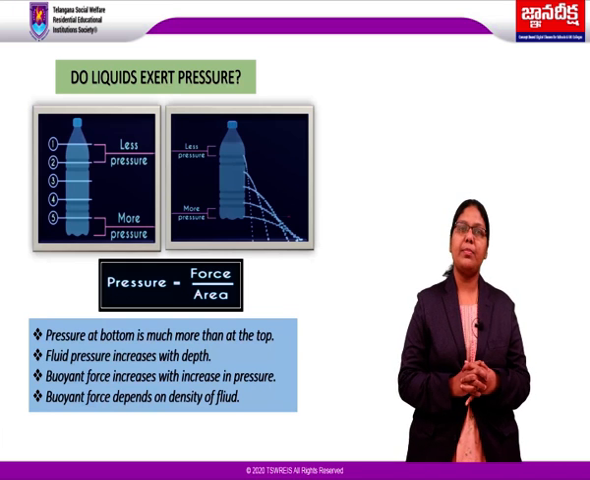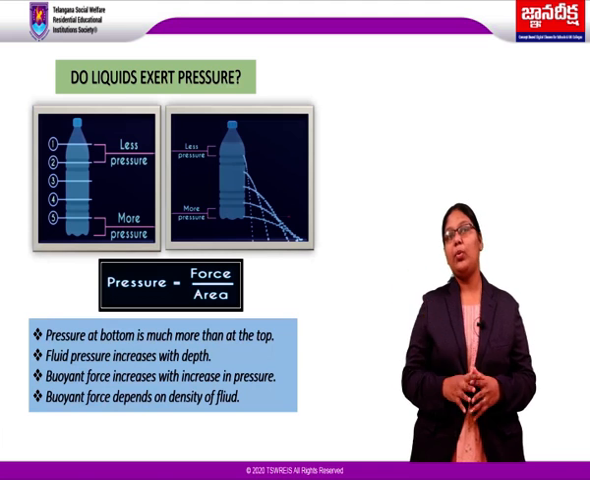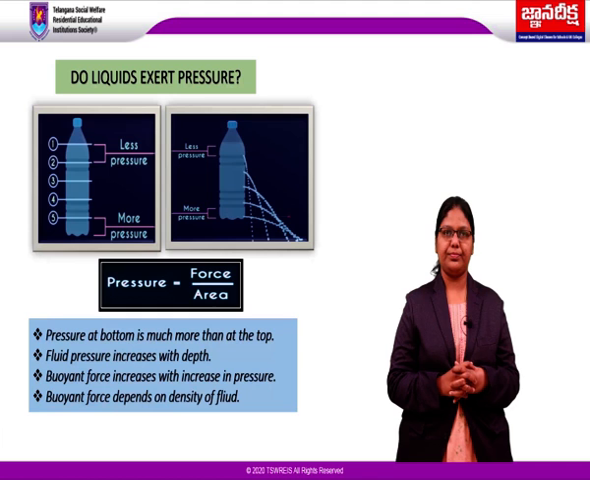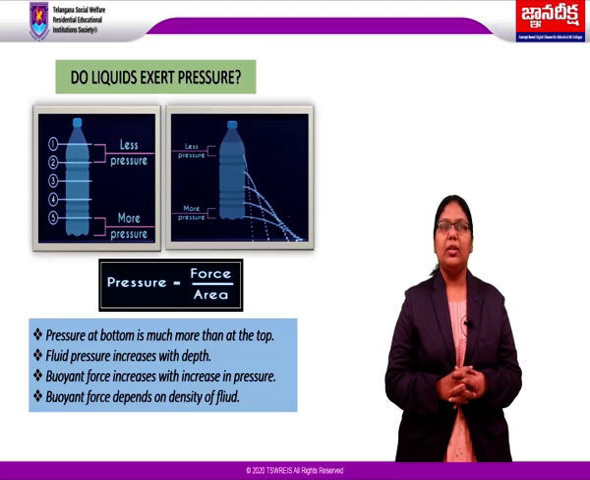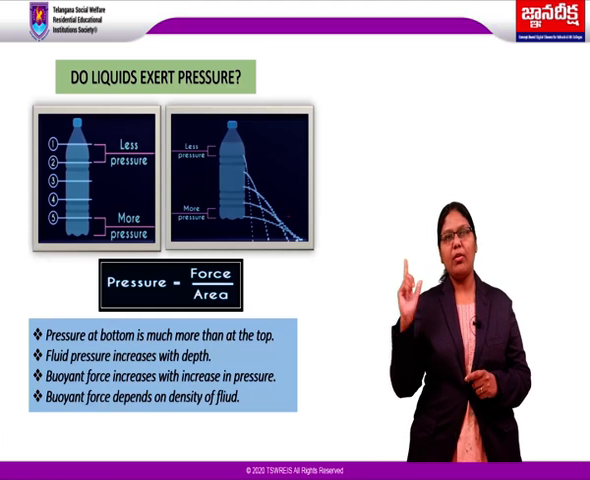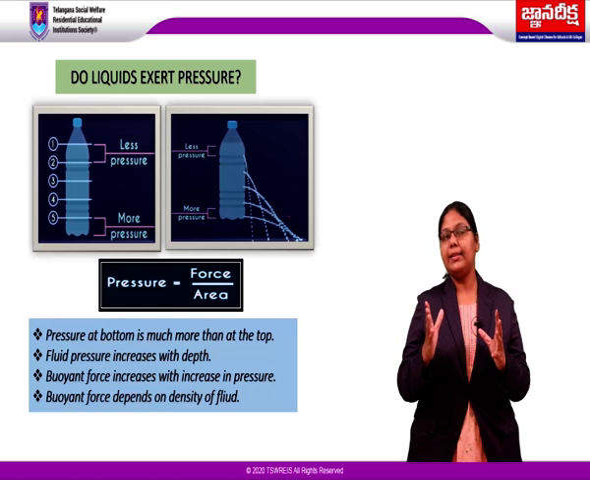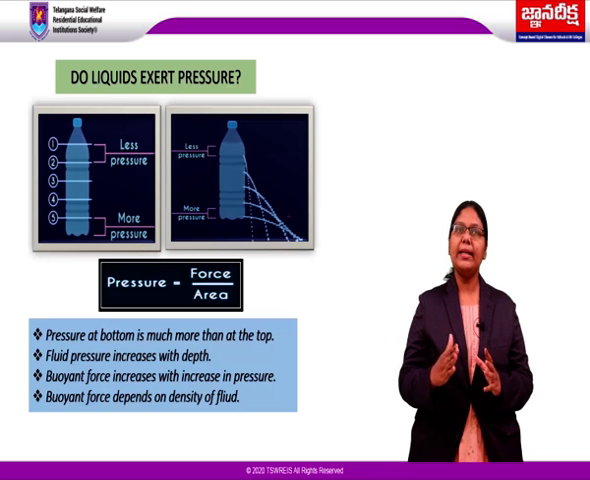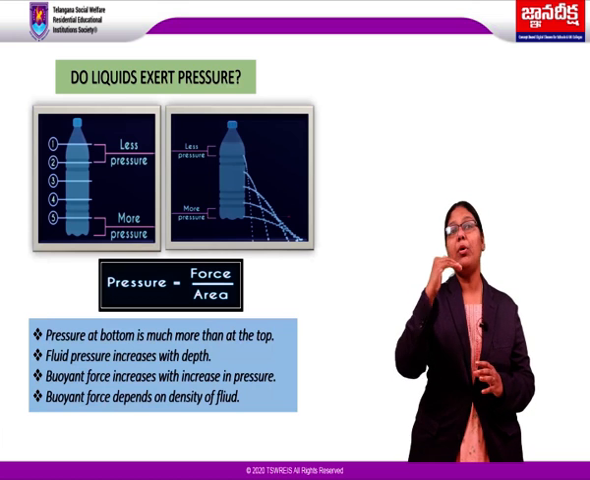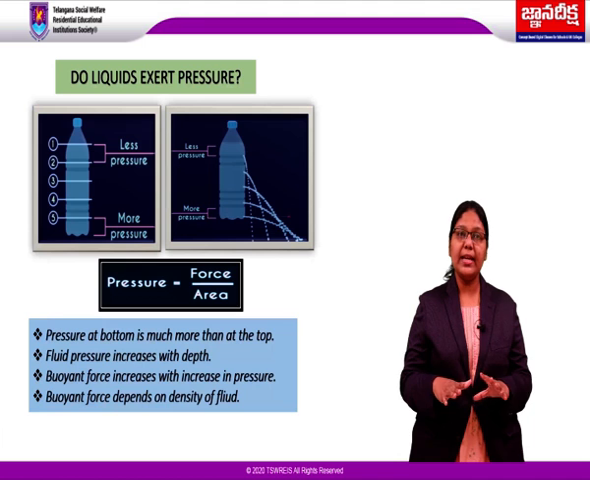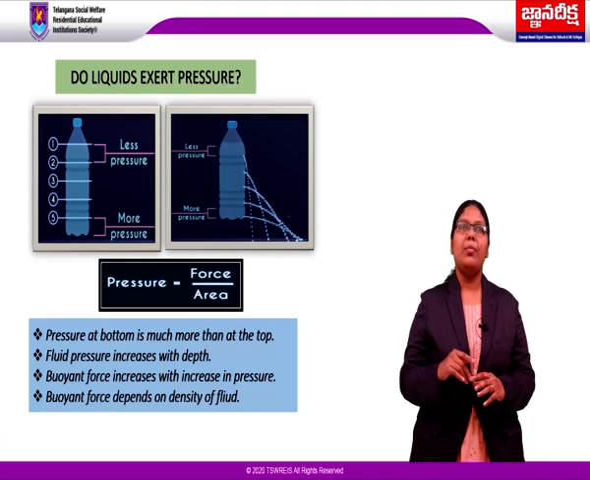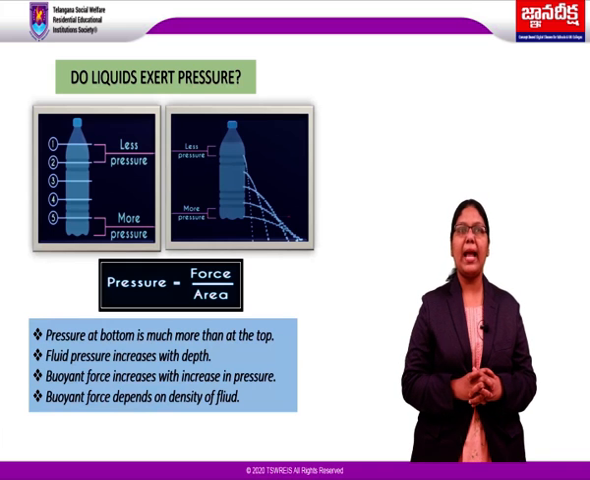To prove liquids exert pressure, look at the first figure. We can derive something interesting if we divide the bottle into 5 parts. The second layer takes the weight of the first layer. The third layer takes the weight of the second and first layer. The fourth layer takes the weight of the above 3 layers, and the fifth layer is taking the weight of all 4 layers. So, pressure at the bottom is more as it is holding all 4 layers.